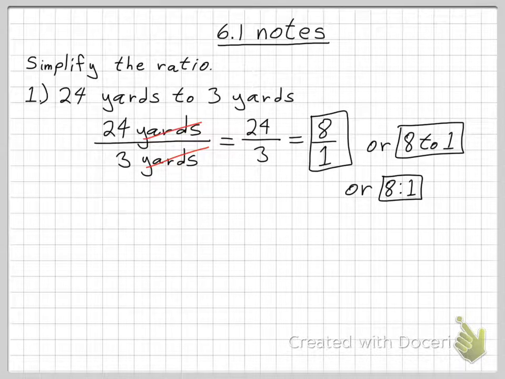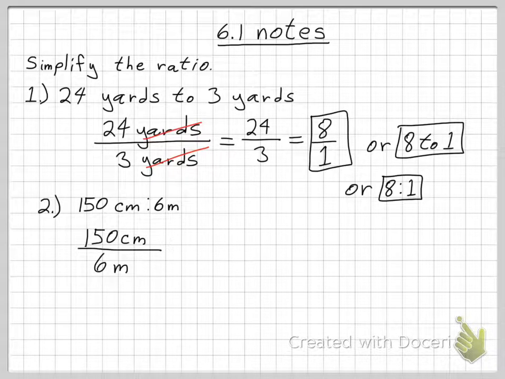Okay? All right, another problem, 150 centimeters to 6 meters. So again, I like to write one on top of the other as if they were a fraction. But we have here 150 centimeters divided by 6 meters. So I obviously do not have the same units, so I can't divide them out.